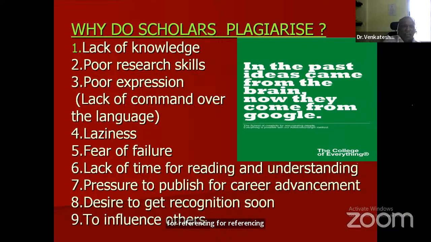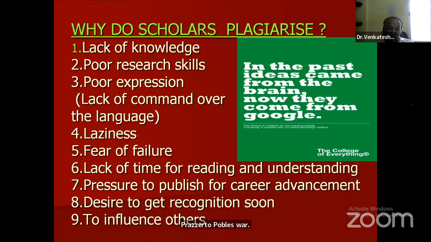Why do research scholars plagiarize? What is the intention? It may be good or bad. There must be a reason. One is lack of knowledge, poor research skill, poor expression, lack of command over language, laziness, fear of failure, lack of time for reading and understanding, pressure to publish for career advancement.